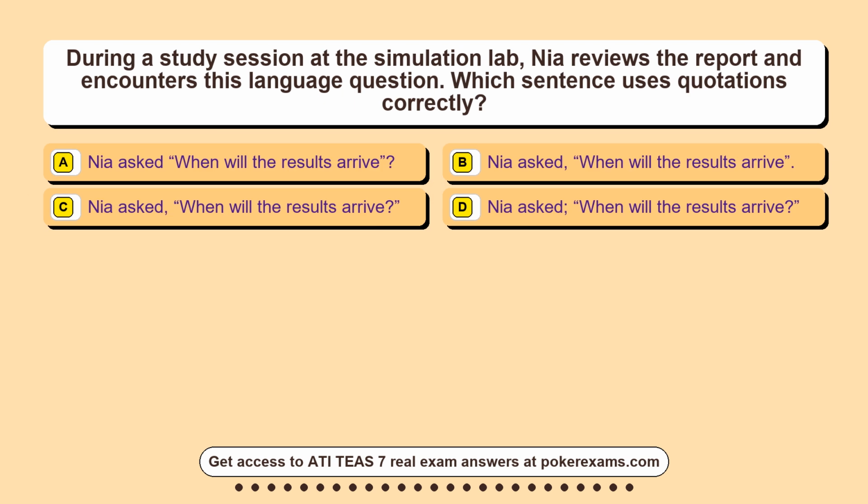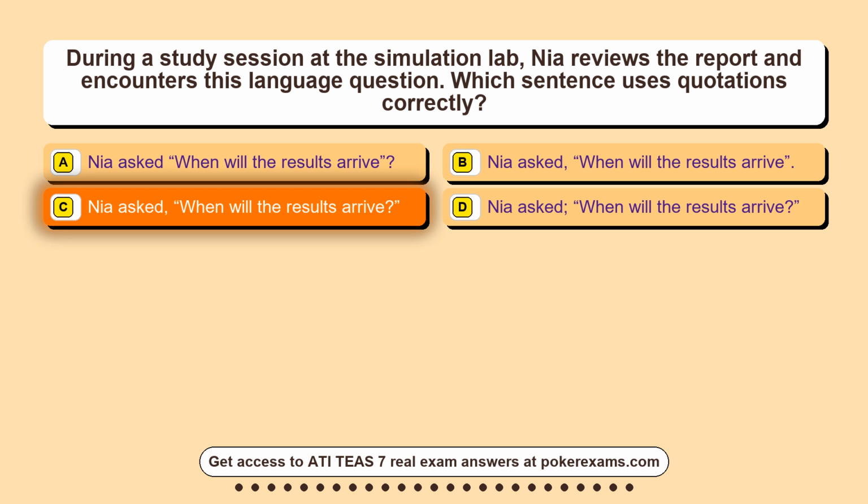Question 25. During a study session at the simulation lab, Nia reviews the report and encounters this language question. Which sentence uses quotations correctly? Option A, Nia asked when will the results arrive. Option B, Nia asked, when will the results arrive. Option C, Nia asked, when will the results arrive. Option D, Nia asked, when will the results arrive? The correct answer is option C.